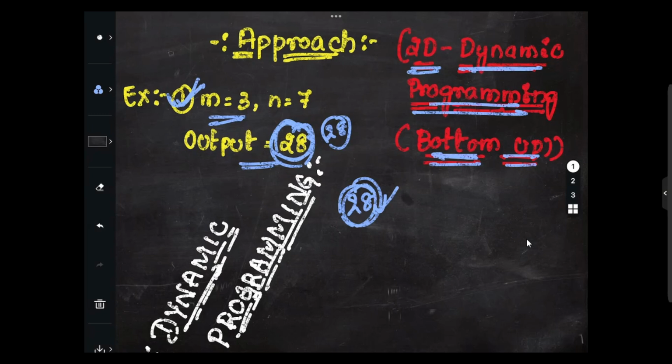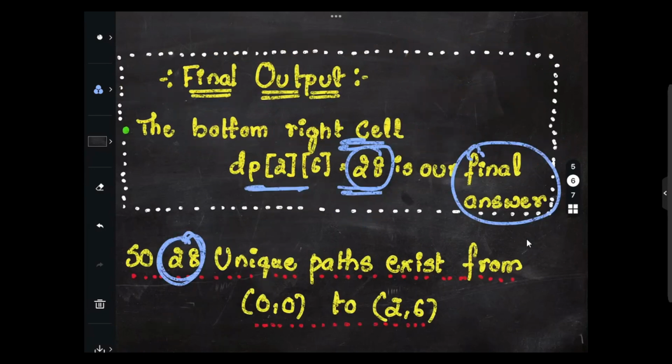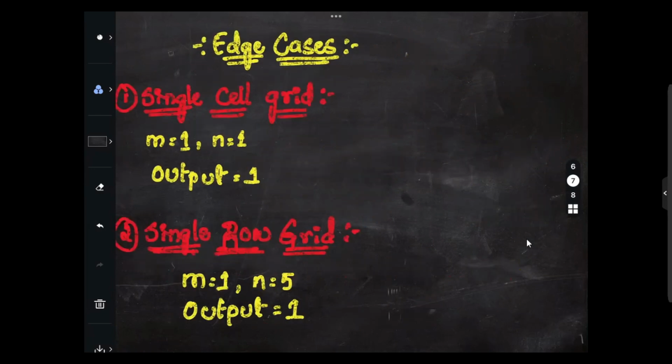As we are familiar with the approach, let's quickly discuss the edge cases one by one. Let's come to the edge cases here. The first edge case is the single cell grid. Single cell grid means m equals 1, n equals 1, one row and one column, pointing to the first row, first column, right? So the output will quite obviously be 1, only one way.